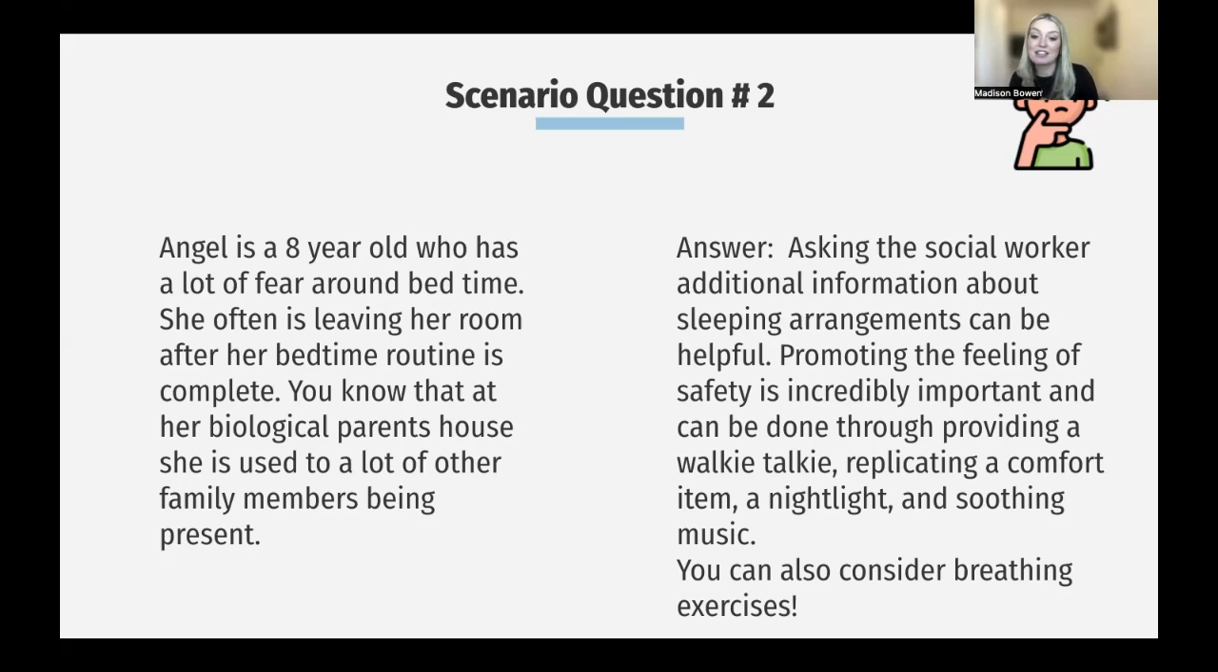Promoting the feeling of safety is incredibly important and can be done through providing a walkie-talkie, replicating a comfort item, a nightlight, or soothing music. You can also consider breathing exercises to reduce that sympathetic activity and to calm the child's fight or flight response. And again, I would remember that it may not be appropriate to use some interventions like a weighted blanket if the child does not like it and it's panic inducing.